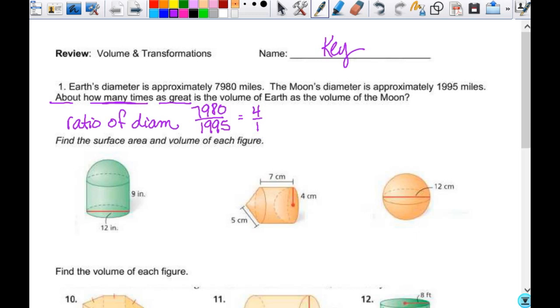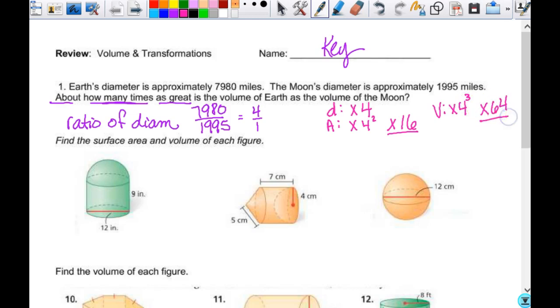Which means that the diameters, what I do here is I would multiply by 4. So the diameter of the Earth is about 4 times the diameter of the moon. The areas, that would be times 4 squared, which is times 16, right? So the surface area of the Earth is about 16 times bigger than the surface area of the moon. And then the volumes, which is what it's really asking me for, is going to be times 4 to the third, which is 64.